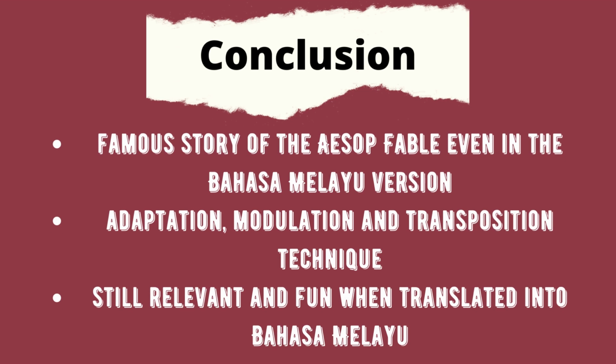In a nutshell, the dog and its reflection is a very famous story of the Aesop fable, even in the Bahasa Melayu version. When comparing both of the stories in English and Bahasa Melayu, we managed to identify 3 translation techniques used to translate the story, which are adaptation, modulation, and transposition technique. These translation techniques are used to make sure that the story is still relevant and fun even when translated into Bahasa Melayu. That's all from our group.